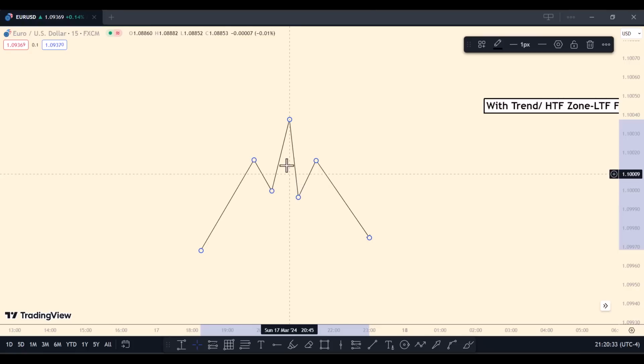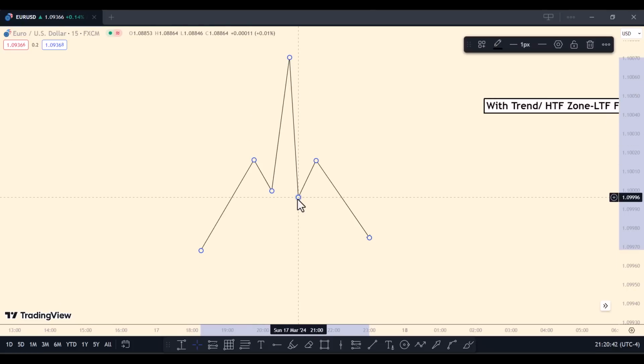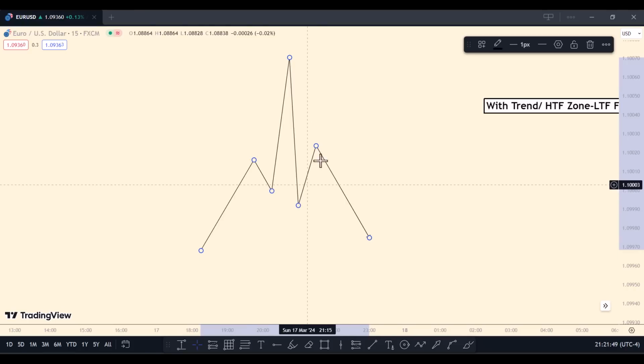All right, now the second variation is that this leg right here is tall or large, as you can see here. So now I can't take my entry here. No, I need to wait for that retracement to minimize my stop loss. Now, another variation of this model is going to be like this.